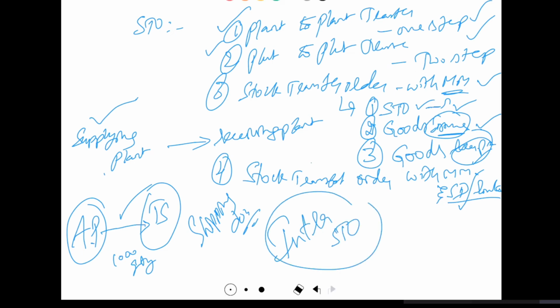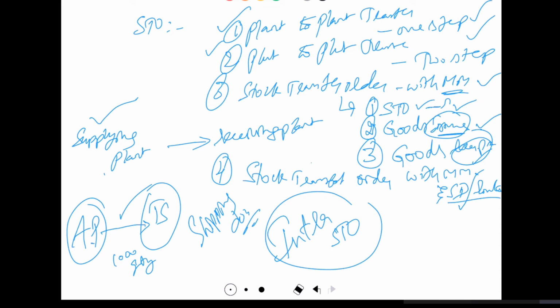Intra is nothing but within the same company code. In the same company code, between the two plants, I'm transferring the goods. Within the same company code. You know, right? What is within the same company code?